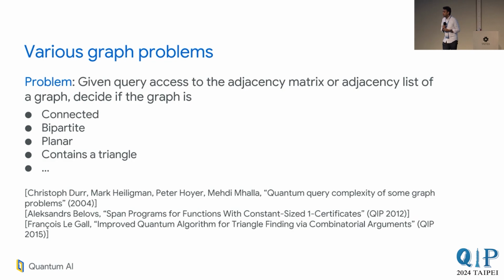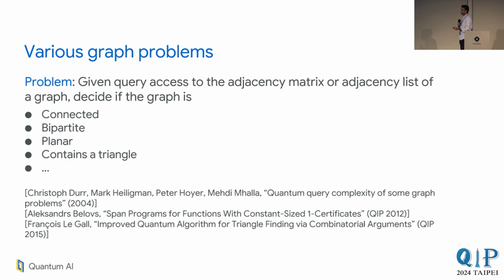Sorry? Oh, good question. Are they all quadratic? So these ones are all quadratic, indeed, or even less than quadratic. Connectedness goes from n squared to n to the 3 halves or something, and bipartiteness, some of these go like this. Triangle is a very interesting one.